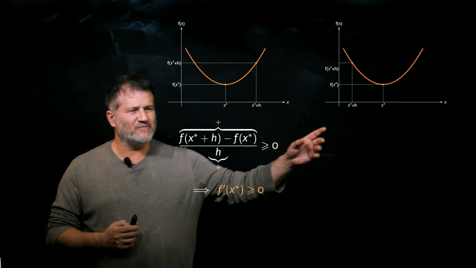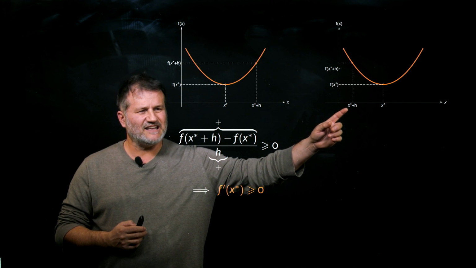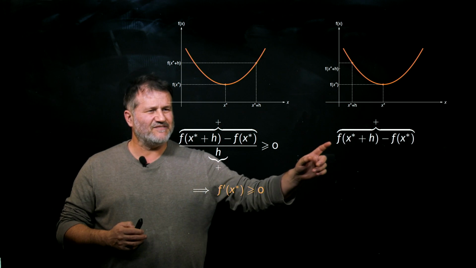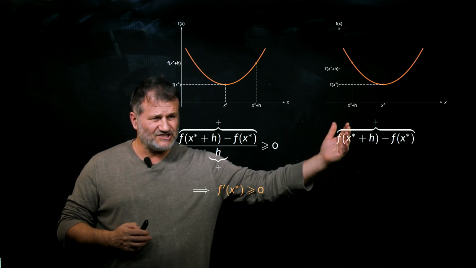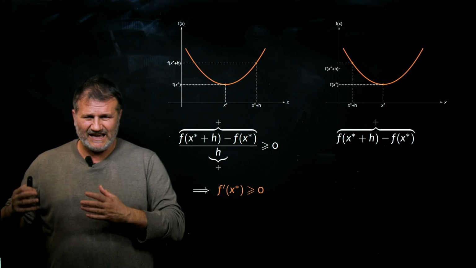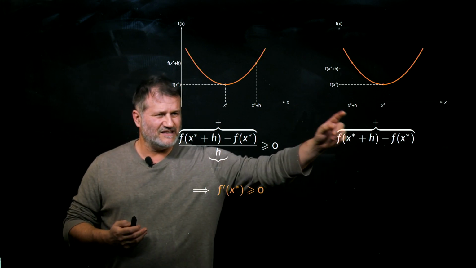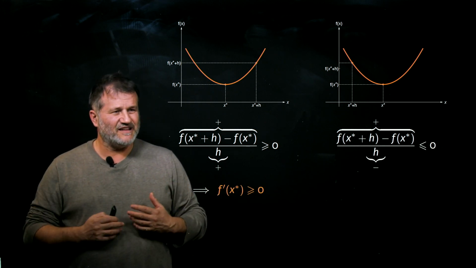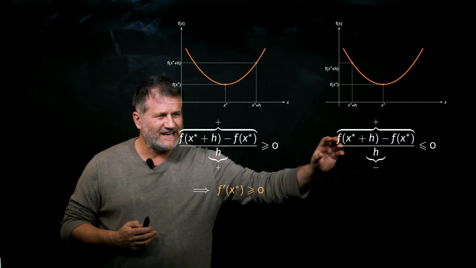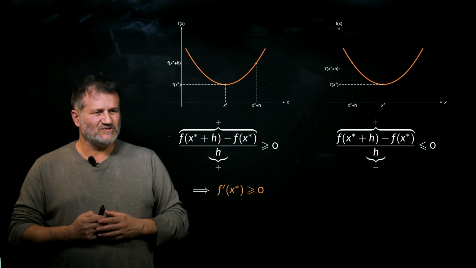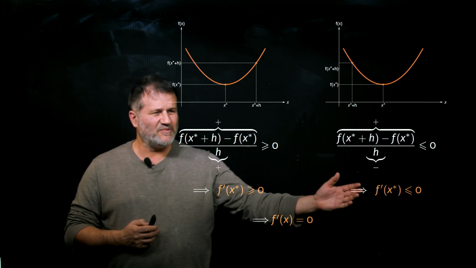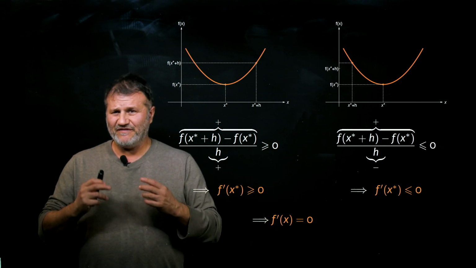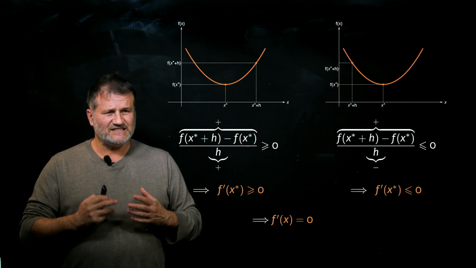If we repeat the argument, by taking a point now x star plus h at left of x star, so with h negative, we still have that f of x star plus h is larger than f of x star because x star is the minimum value for f in this neighborhood. But when we divide by h, we are now dividing by a negative number, so this fraction will be negative. So when we send h to 0, we get the derivative of f at point x star negative. Combining the two, this must be possible if and only if f prime of x star is equal to 0.